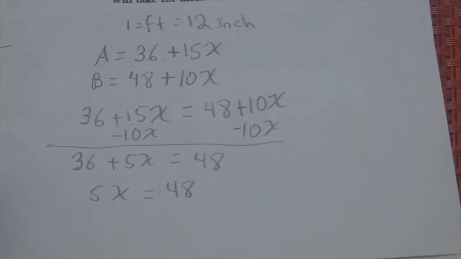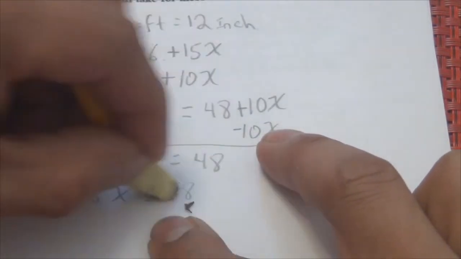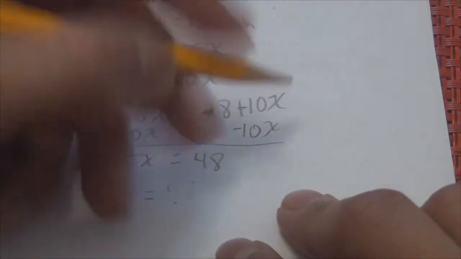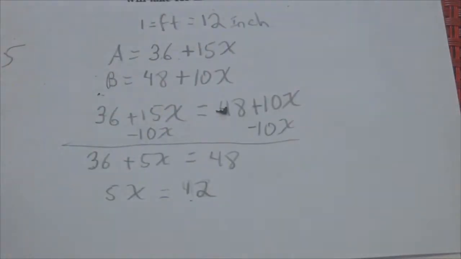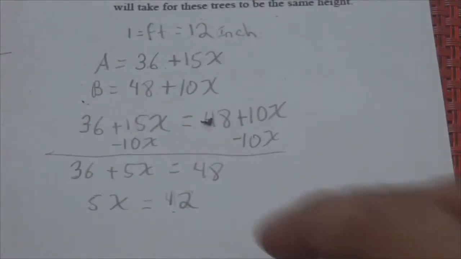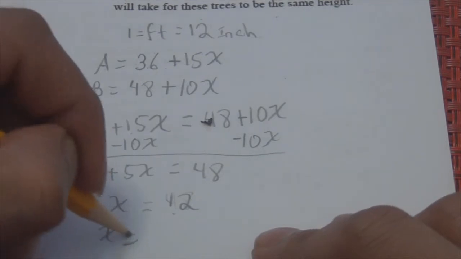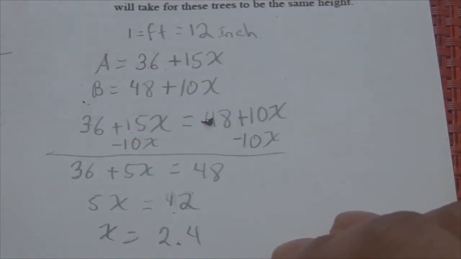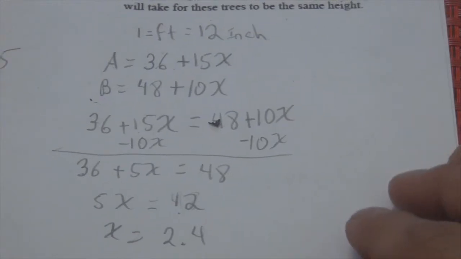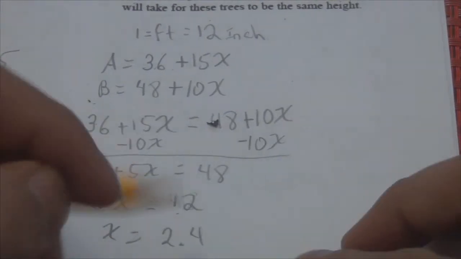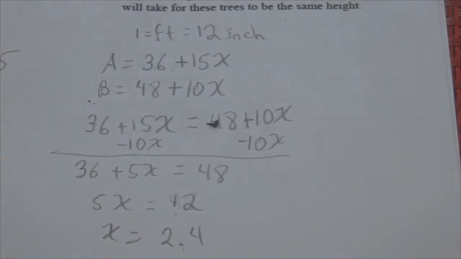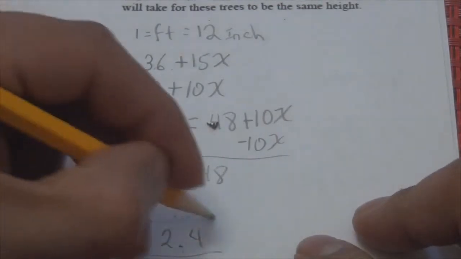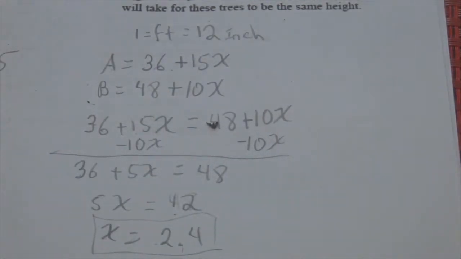And now, what? Not 48, 12. And now we divide by 5 and we get x equals 2.4. So it will take 2.4 years for these trees to be exactly the same height.